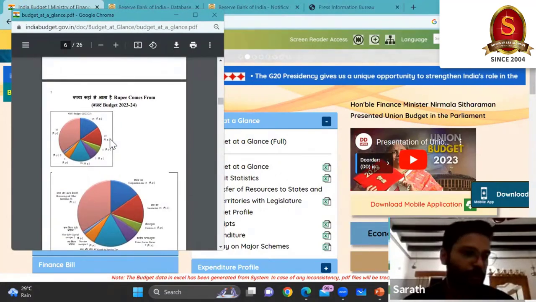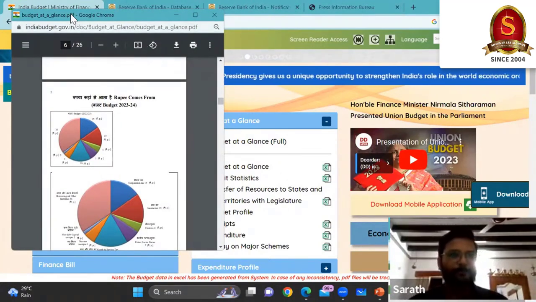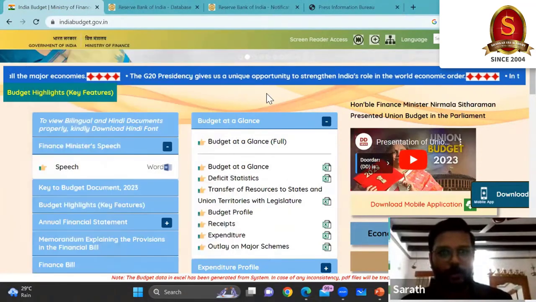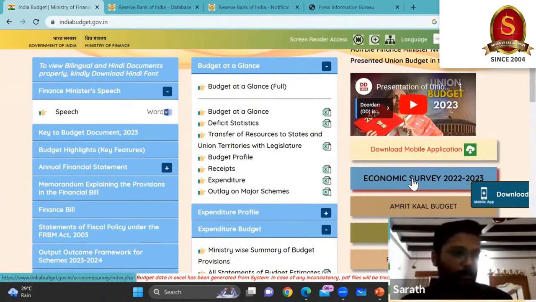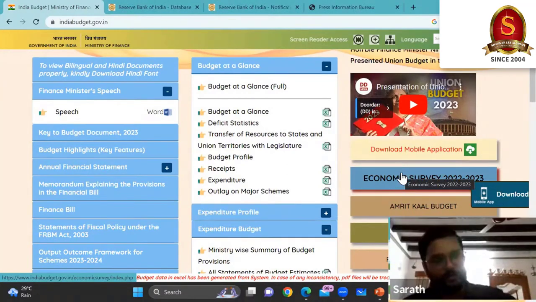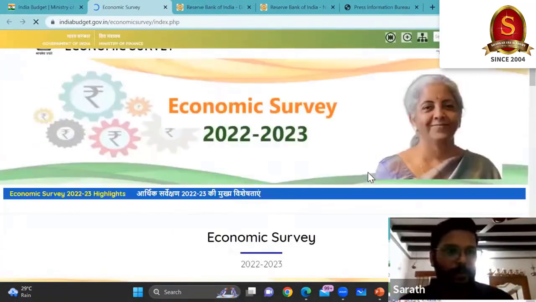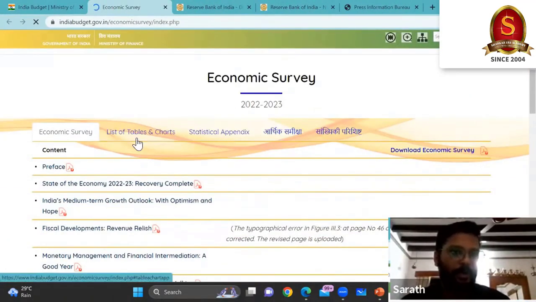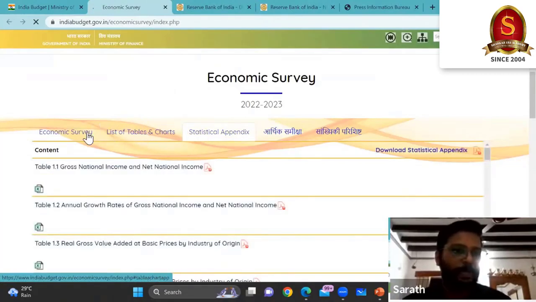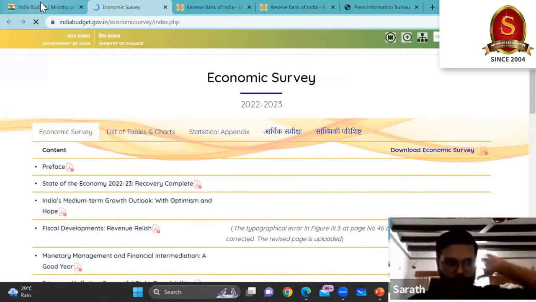This is the same place from which you can download the economic survey as well, if you want. For the economic survey, you can either click over here, where there is a gray field, or you can simply type economic survey. It will take you to the exact economic survey page, where you can download the chapters, a list of tables and charts, the statistical appendix, everything that you require. You have it over here.